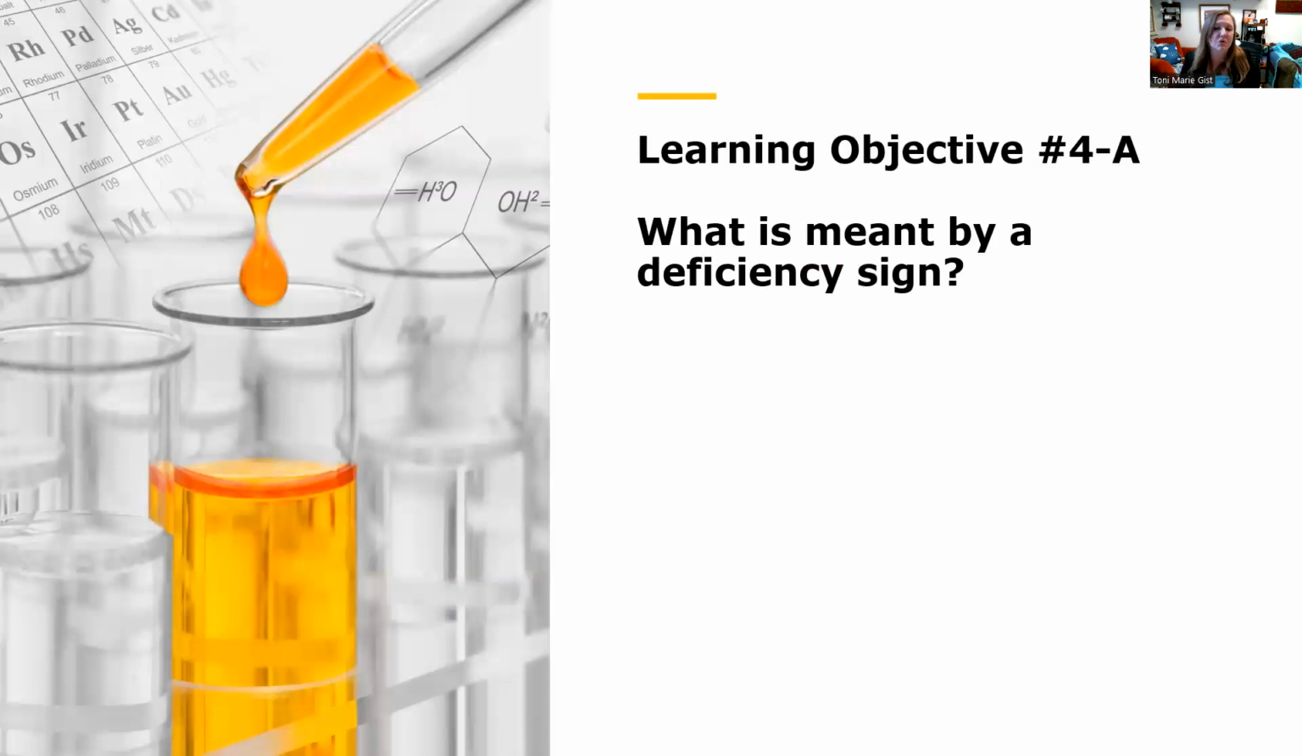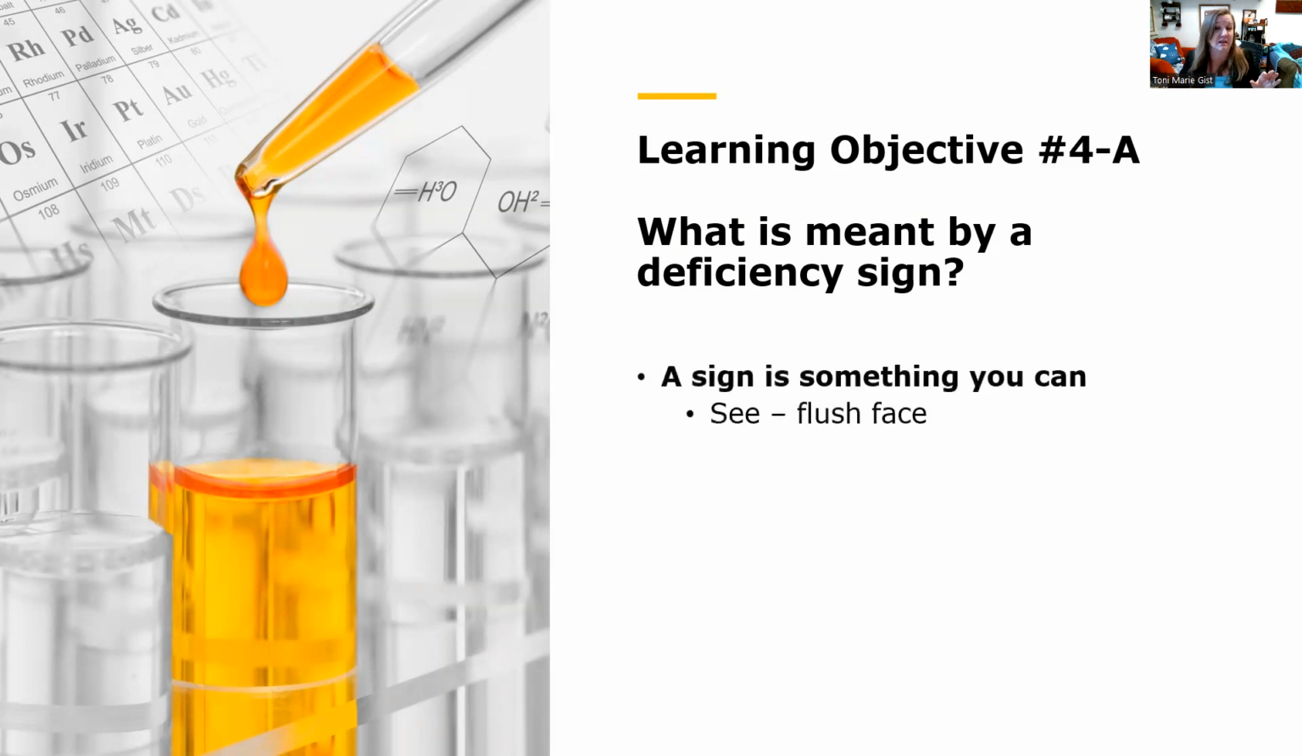And we want to know, if we don't consume these essential nutrients, what is a deficiency sign? What is something that is going to happen to us? Well, a sign, you think about it like a stop sign, you can see it. So a sign is something you can see, such as someone who has a flush face. So if they've consumed way too much niacin and they even get to a toxicity symptom, you might have a situation where flushing happens. So a flush face or a pale face, these are things you can see. So that's going to be a sign.